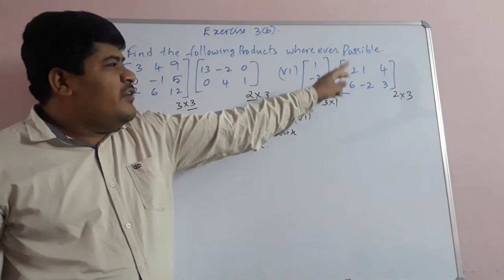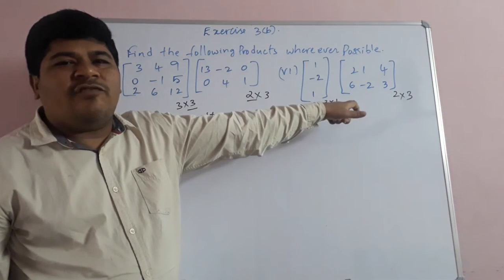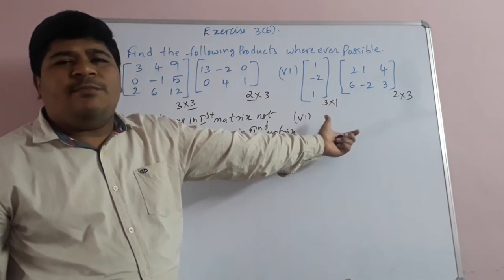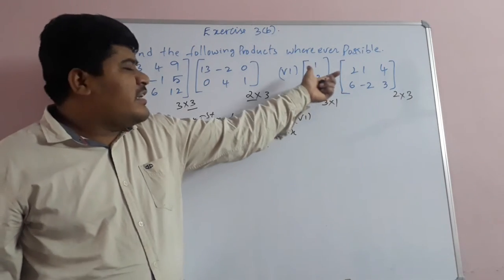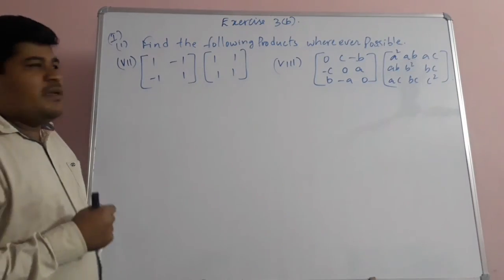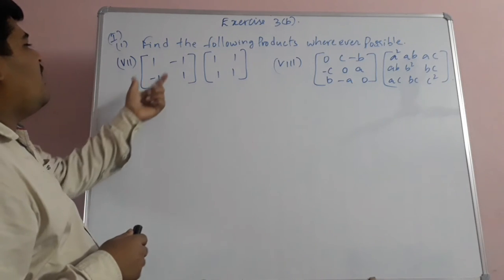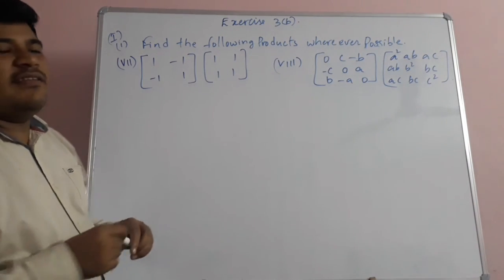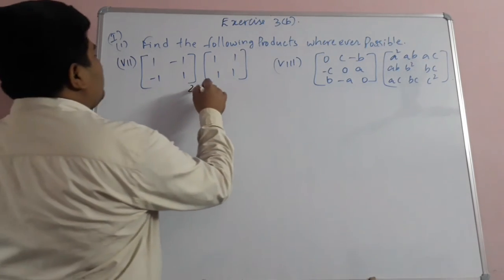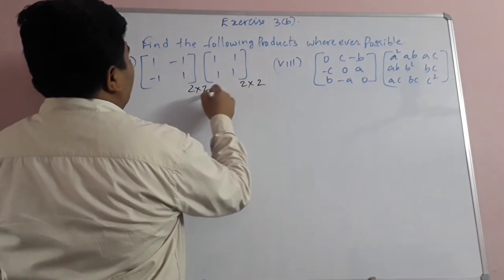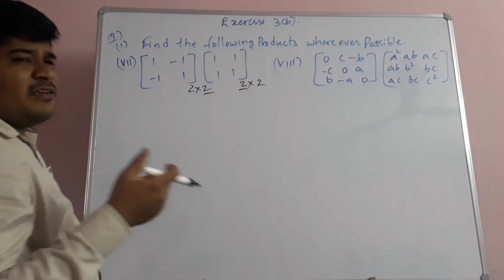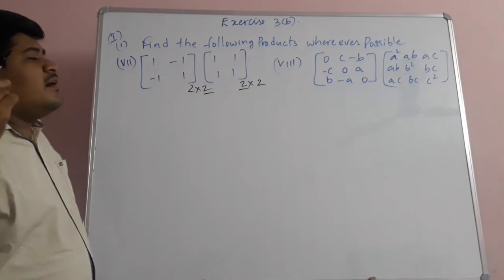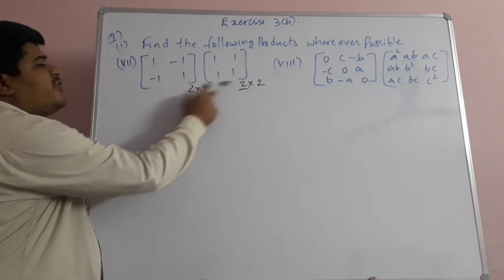Okay, then if it is possible you multiply; if not, multiplication is not possible. So just try this problem, children. Now let's see problem number 7: the matrix [1, -1; -1, 1] times the matrix [1, 1; 1, 1]. Both are 2 by 2 matrices. The number of columns in the first equals the number of rows in the second, so multiplication is possible, and the order of the product is 2 by 2.